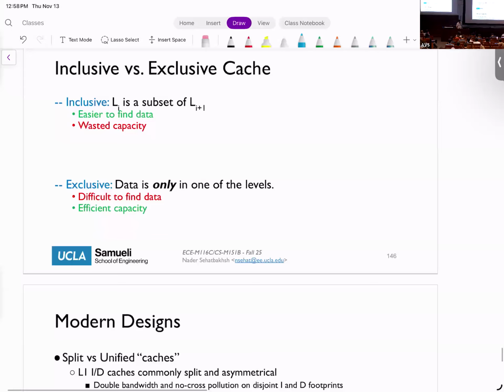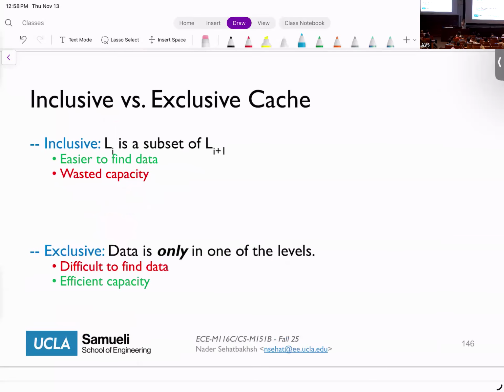Okay. So now that I introduced multiple levels, there's also an important question that comes to mind. If I have, let's say, an L1 cache and an L2 cache, how should I store data? There are two possibilities. Possibility number one is what we call an exclusive cache, which means that if data exists here, I don't store it here. I only store it in one level of the cache, either L1 or L2. So exclusive among the levels.